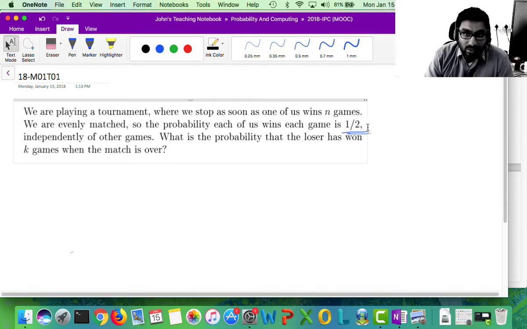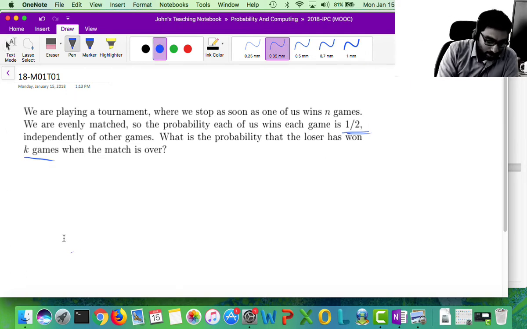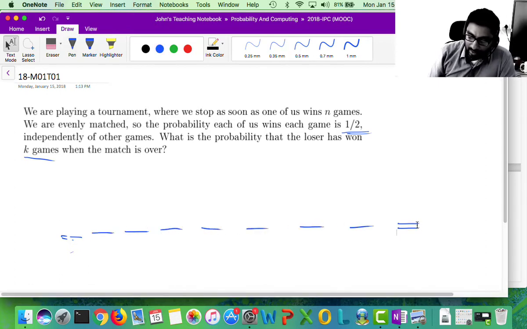games. Now the question is, what is the probability that the loser has won k out of all the games that were played? Okay, so we're now interested in the case where the winner has won n games and the loser has won k games. Okay, so always the winner is going to be the one who wins the very last game. So if you list down the sequence of games, the very last game would have been won by the winner.